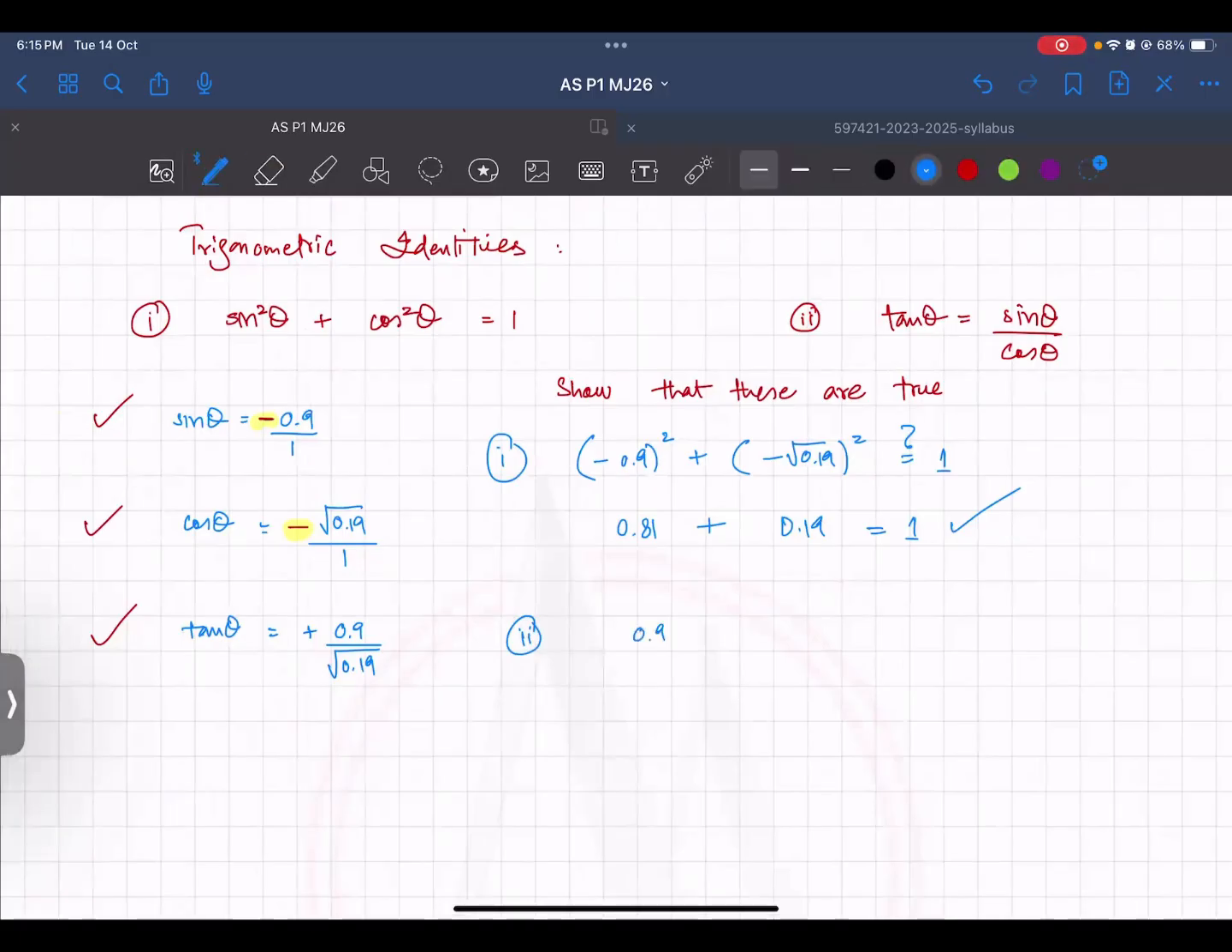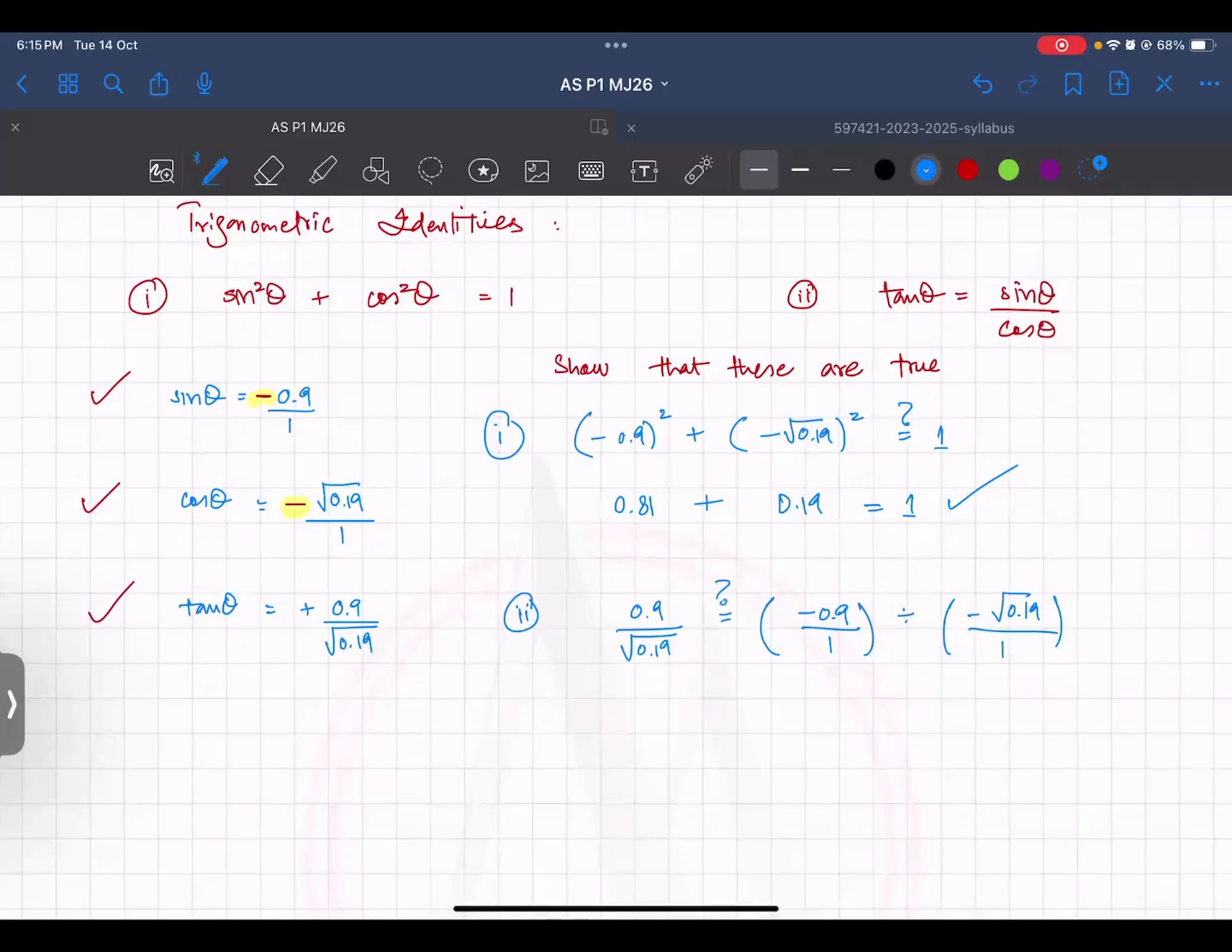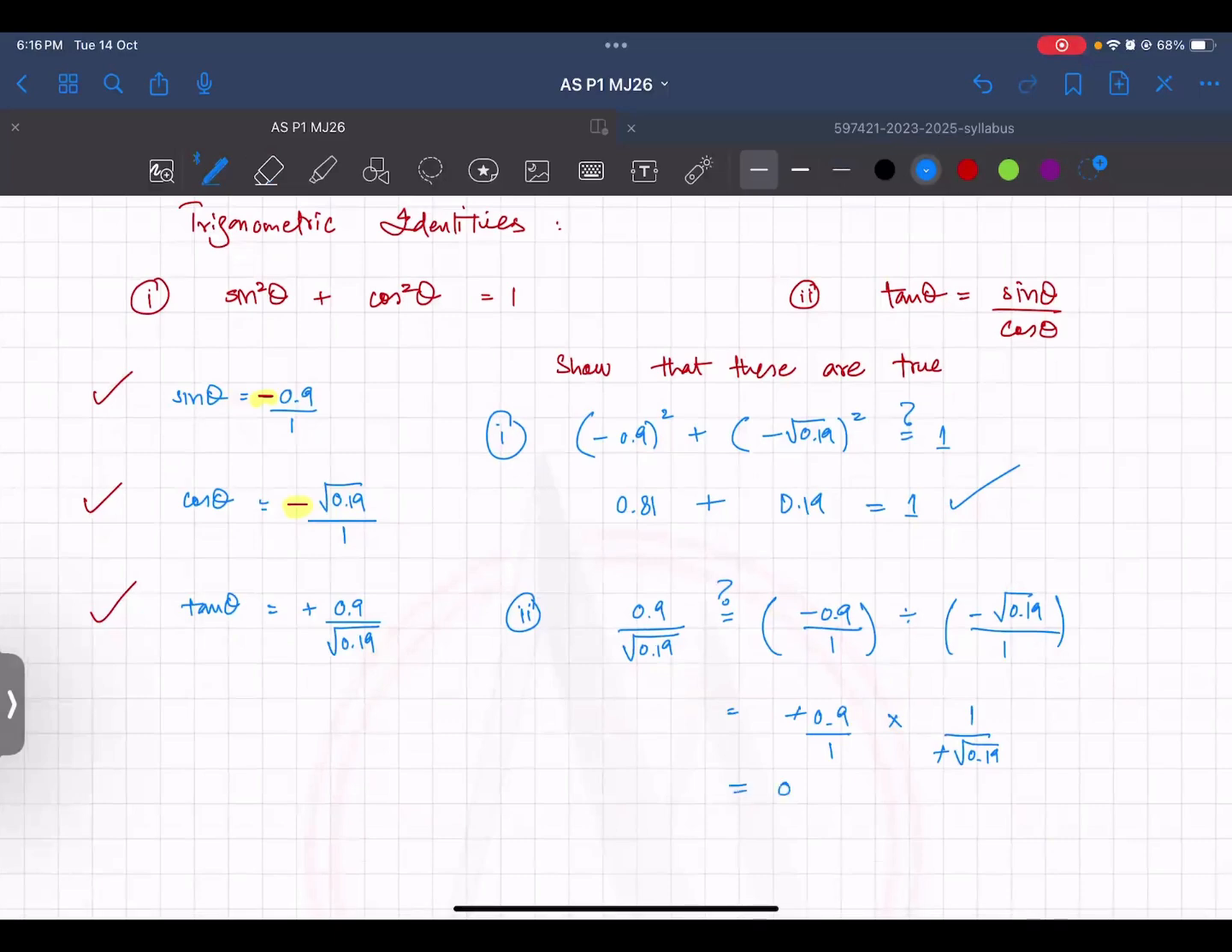Similarly, for the second one, tan theta, we have already found tan theta. It is 0.9 upon square root 0.19. And is it equal to the sine theta answer, negative 0.9 upon 1, divided by cos theta, negative square root 0.19 upon 1? So if we do the reciprocal, negative 0.9 upon 1 multiplied by 1 upon negative square root 0.19, and you can see the negatives cancel out, and at the end you get the same thing. Left and right side, it is equal.